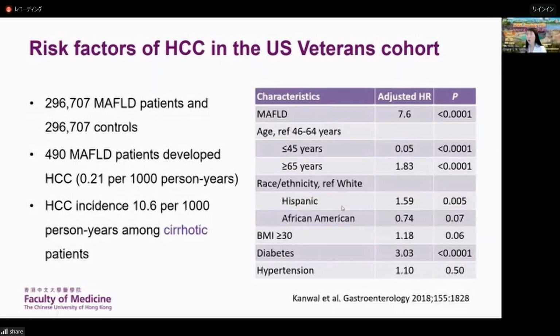This is a Western cohort from the veterans. Again, they analyzed different risk factors. Here they show that MAFLD is in fact one of the most important independent risk factors, with an adjusted hazard ratio as high as 7.6, even much higher than other well-known risk factors like age, BMI, and diabetes.